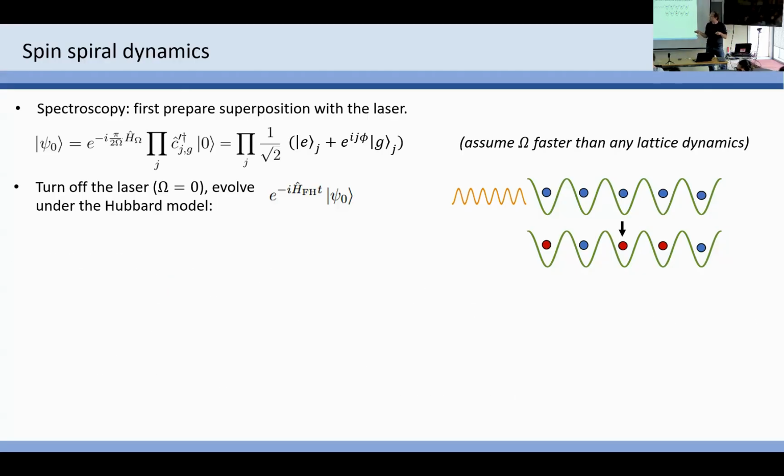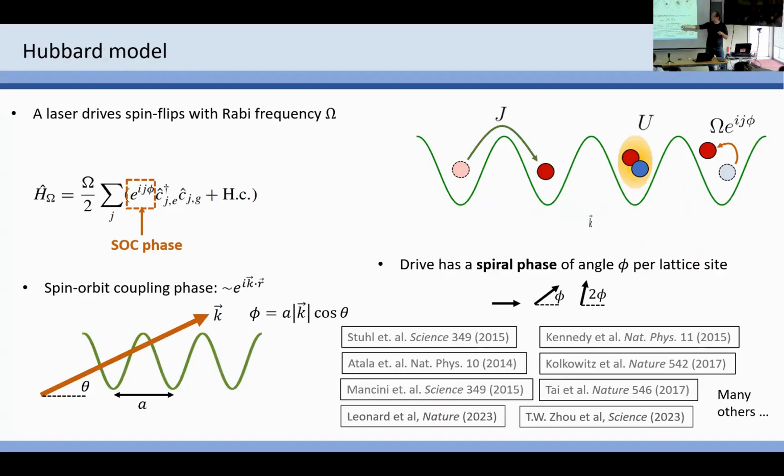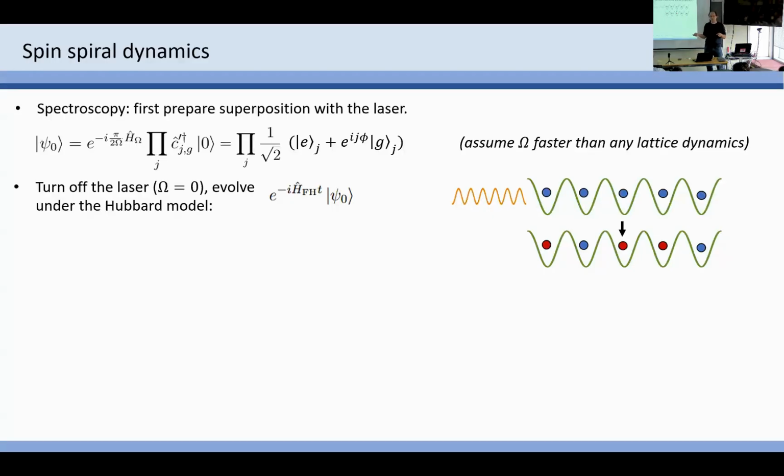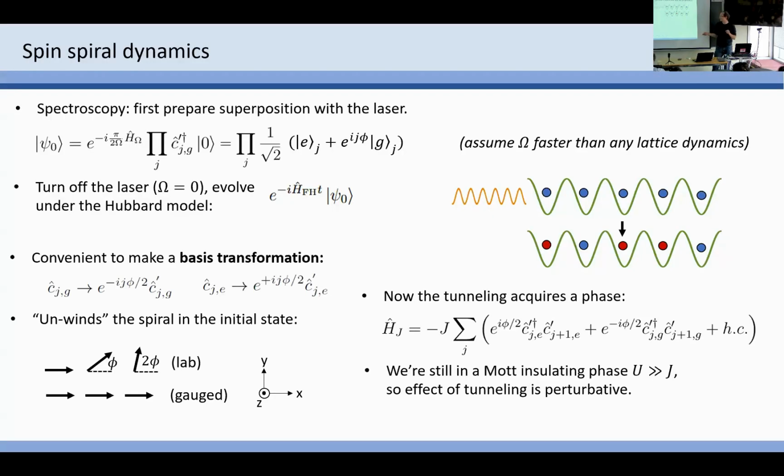So what does omega control in the previous? It's the Rabi frequency of the laser. That's all. We will turn it back on later.